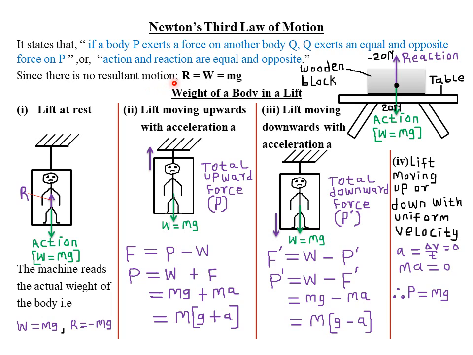So if the resultant force is 0, it simply means that the reaction and the action force, which is the weight, are equal to each other. Only that the reaction is acting in the upward direction while the action is acting in the downward direction. But actually, their magnitudes are the same, which is mass times gravity, or the weight of that particular body.